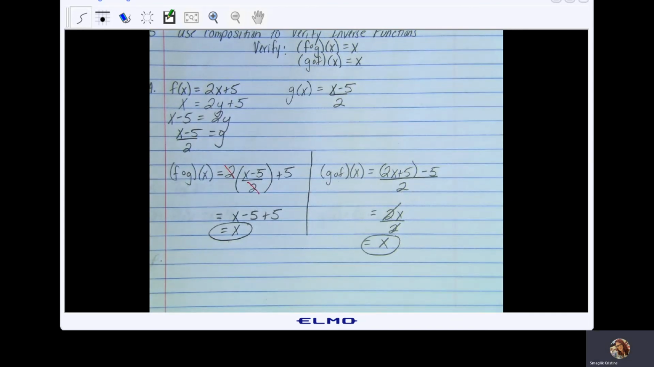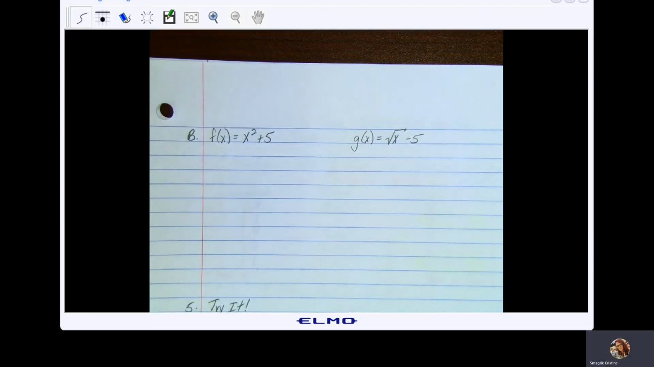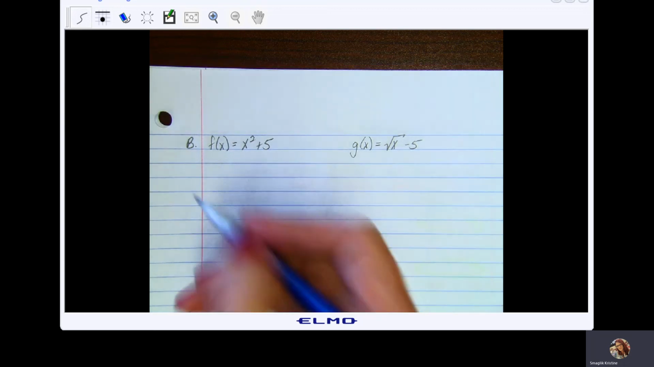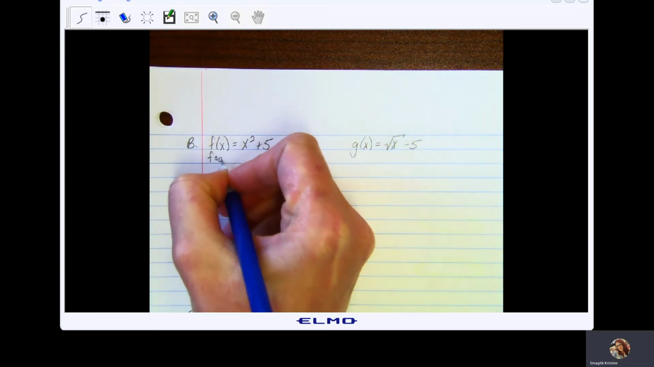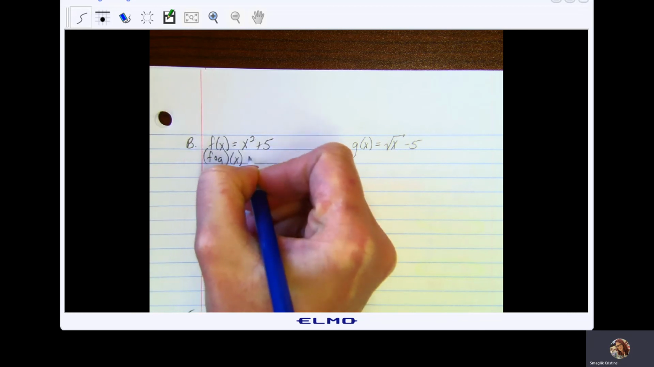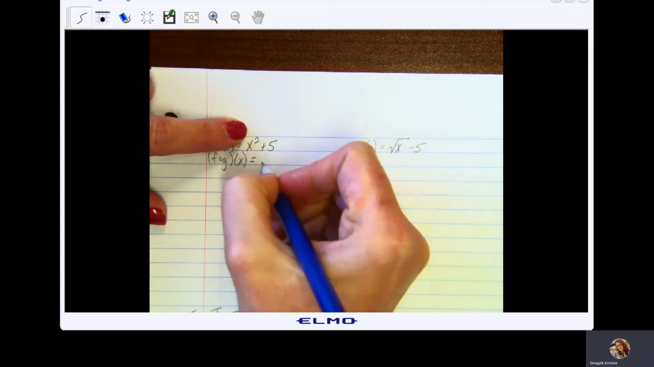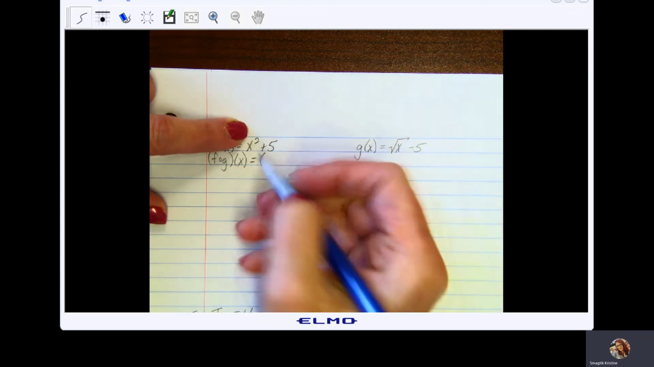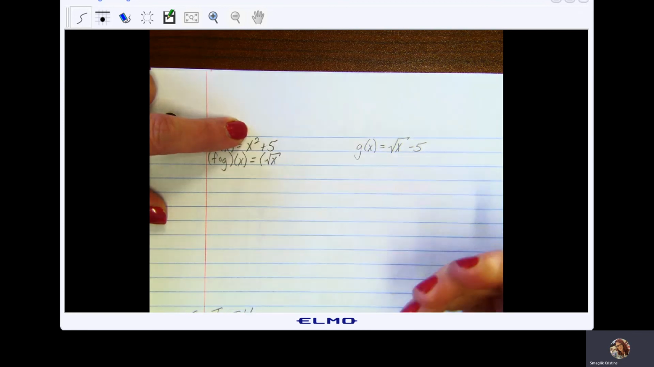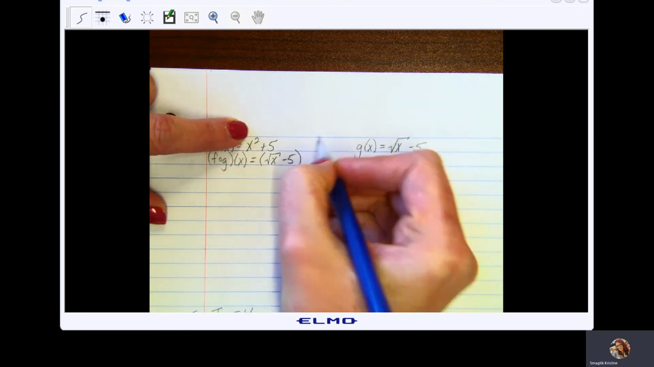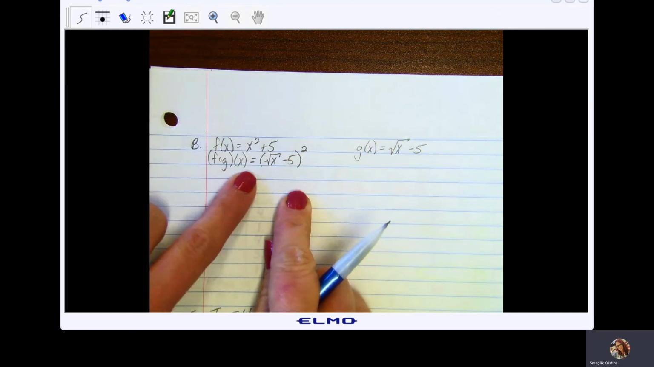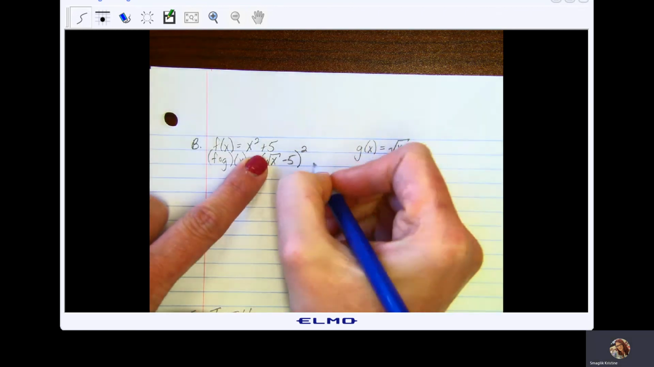Let's take a look at some more examples. Here we're given two functions, and we're going to use this test to determine if there is an inverse relation here. So here we go. I'm going to do f of g of x. So here's my function f. I'm going to input my function g wherever I have the x. And g is the square root of x minus 5. I'm squaring that. There's my x squared, now plus 5.